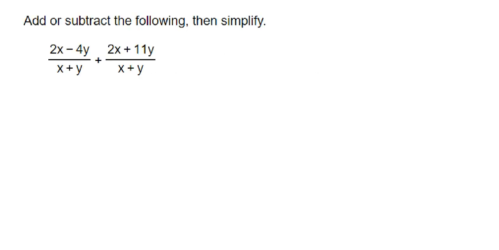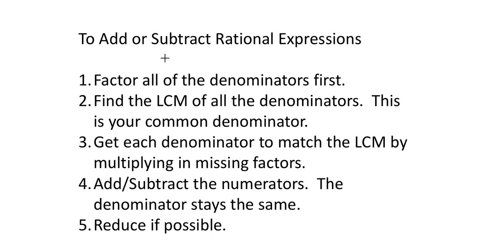Now, starting out, we're going to be given fractions that already have a common denominator. So these are actually not too bad. The denominators are already the same, so I can skip the first 3 steps, right? I don't need to factor. I don't need to find the LCM. I don't have to get my denominators to match the LCM because they already match each other. I can go right to step 4, which is let's just go ahead and add or subtract these fractions together.